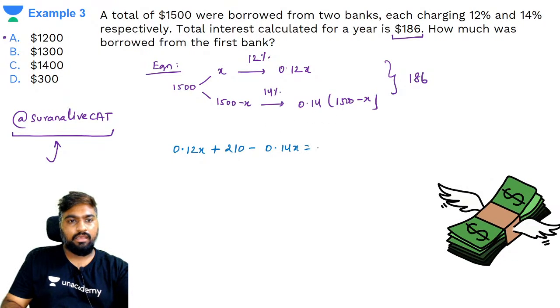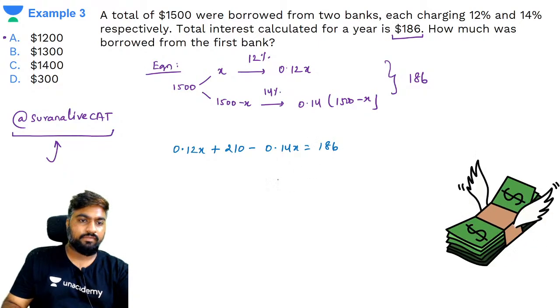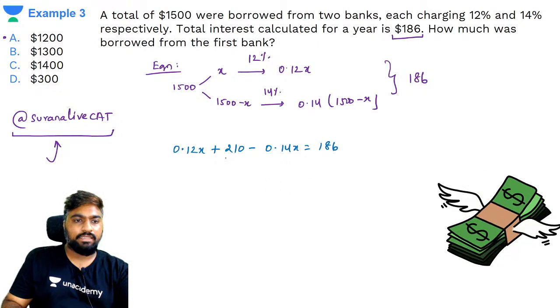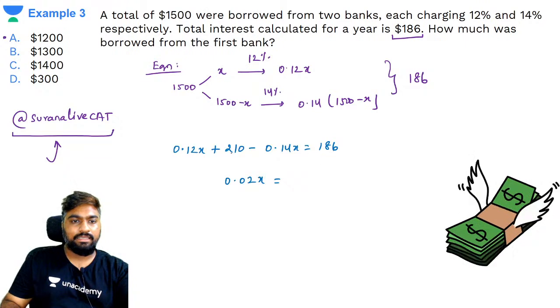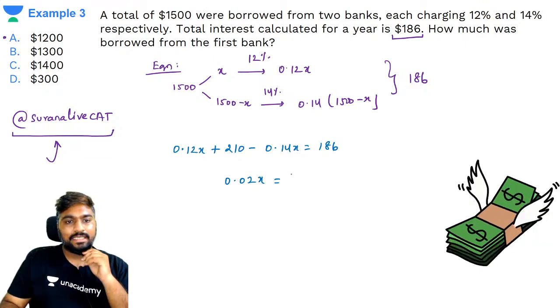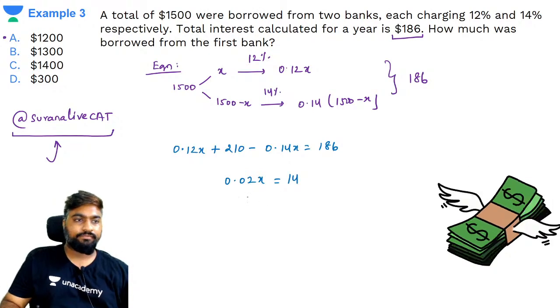0.14x is 186. Yes, so take these to that side and bring this here. 0.02x is going to be equal to 210 minus 186, which is 24, correct?